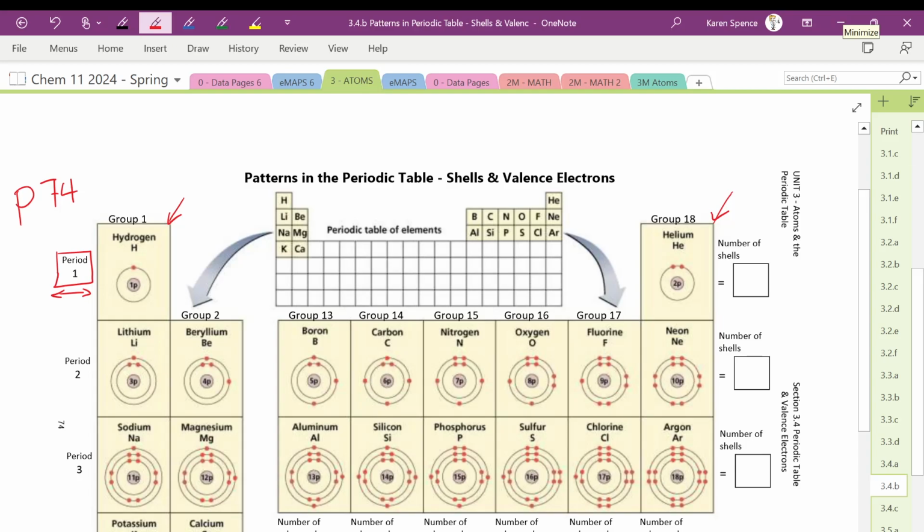How many elements in period number 2? Tell your partner. There are 8 elements. How many electrons fit in shell number 2?